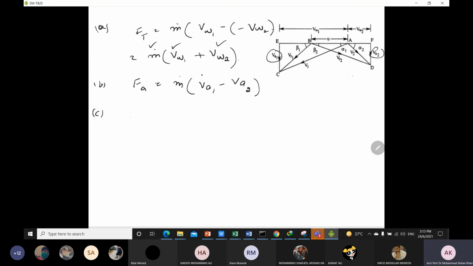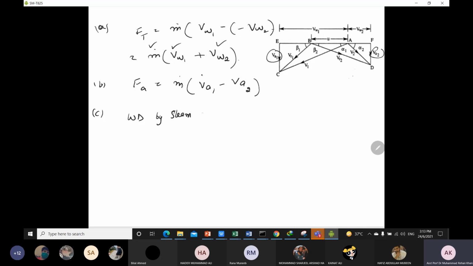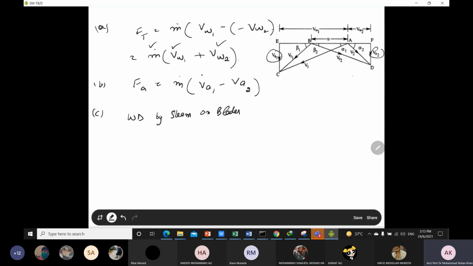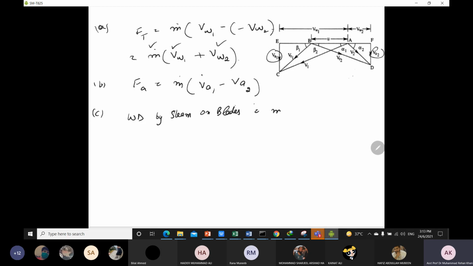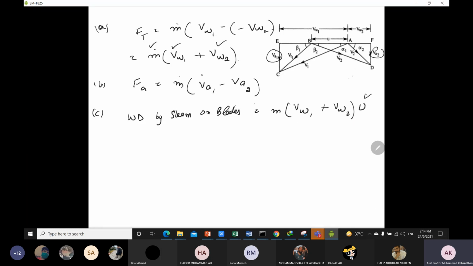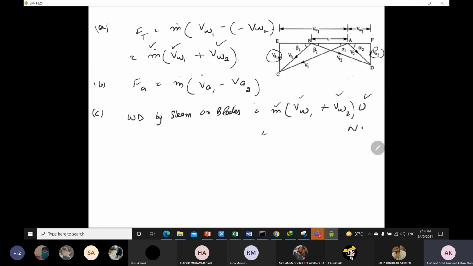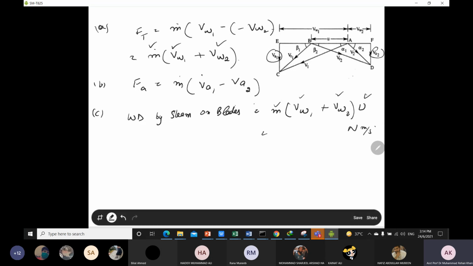Now formula C, which is the work done by the steam on the plate. So work done is equal to mass flow rate into VW1 plus VW2 into U, which is the blade velocity. From this formula, if we have the blade velocity, whirl velocity at the outlet, whirl velocity at the inlet, and mass flow rate, we can easily find it. And this unit is in Newton meter per second.